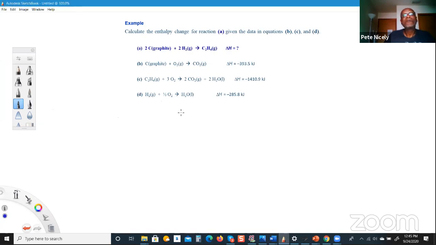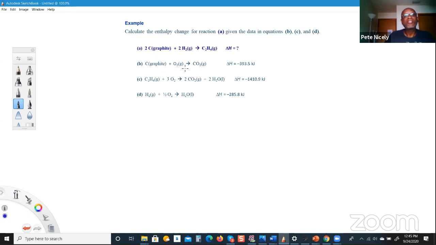So what I've done is copied and pasted that very same question here so that I can show you how to do this. So whenever you get a problem of this type, first thing you need to do is compare each equation to the equation that you're trying to find the delta H of. You're trying to find the item that is common between each of these equations and that equation. So for example, if you look at equation B, right? You see that B has graphite here, carbon on the left, right? And you have carbon on the left here, right?